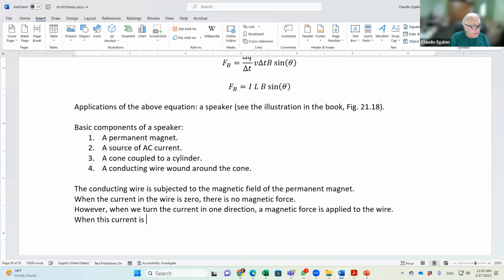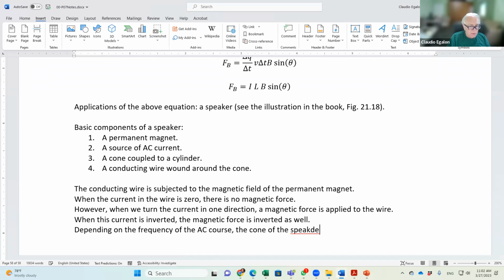When this current is inverted, the magnetic force is inverted as well. So now we have this cone that's going to move back and forth, depending on the frequency of the source of AC current. Depending on the frequency of the AC source, right? The cone of the speaker is going to move back and forth.